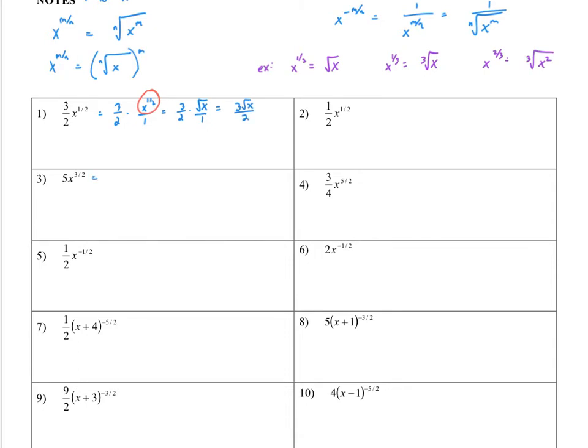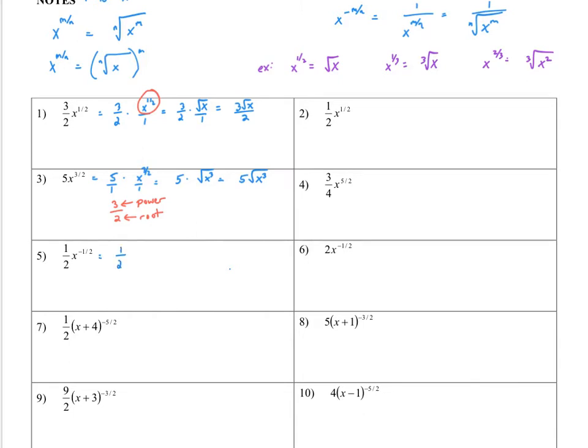Number 3, it says 5 times x to the 3/2 power. If you want, you could put over 1. That's the same thing as 5 times the square root of x cubed.